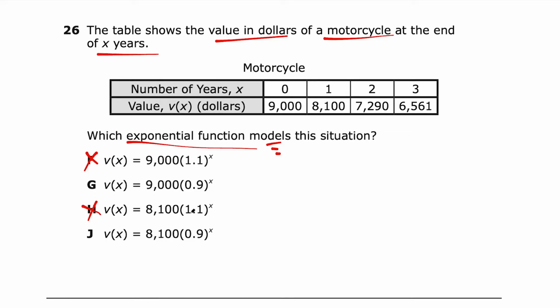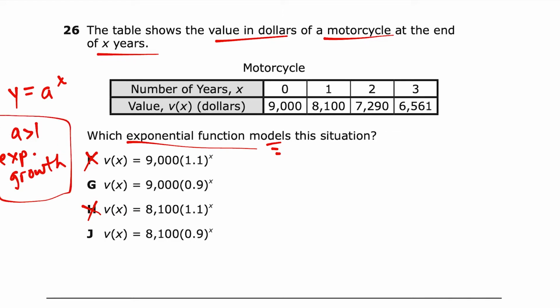So that means that the base of your exponent can't be something bigger than 1. When you have an exponential function like this, if you have a base with some value bigger than 1, this is going to be exponential increase. Or we could say exponential growth is when the base is greater than 1. If my base is something between 0 and 1, this is going to be exponential decay, or essentially decreasing in value over time. So this is the situation that we need because the value is going down over time. So that's how I know it's between choices G and J.